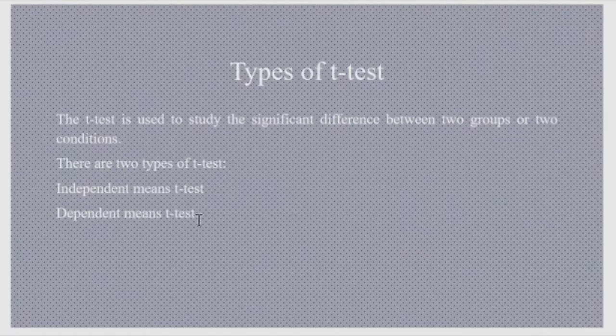First is the independent mean t-test and second is the dependent mean t-test. When we are using repeated measure design or within group design, we use dependent mean t-test, and when we are using independent group or between group design, we use independent t-test. Is it clear? Yes. Okay.